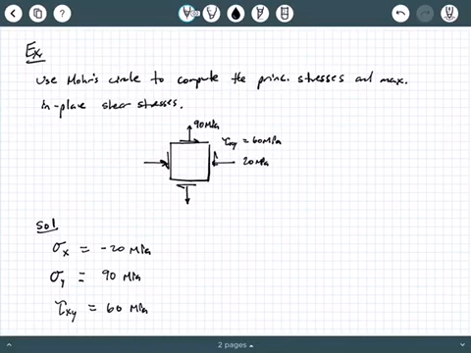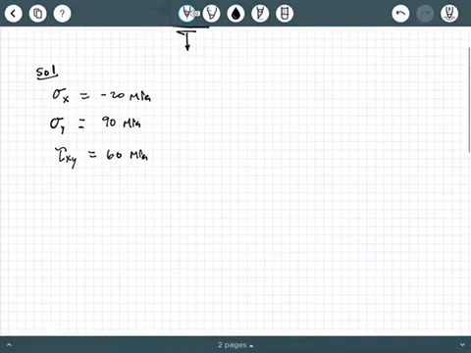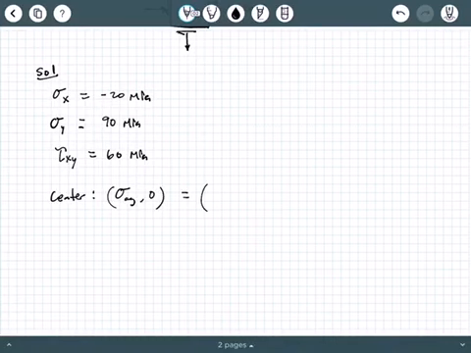So just like always, I like to summarize what we know. We know sigma x is negative 20 megapascals. Sigma y is a positive 90 megapascals. And then the shear stress is in its positive sense, seen by the figure. So that would be a positive 60 megapascals.